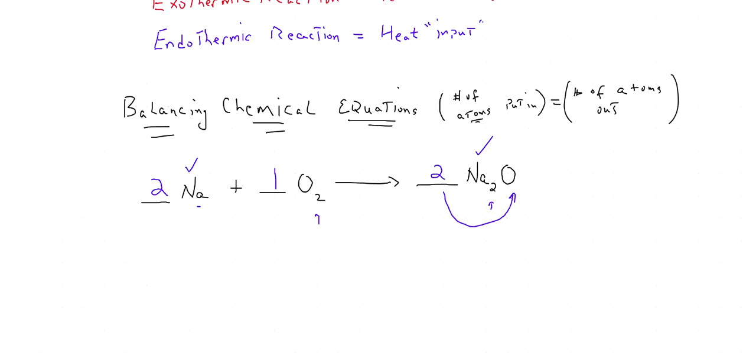Look, now I have 2 times 2 is 4 sodiums. Now I have 4 sodiums on this side, but I have 2 sodiums on the left side. So now we say, oh, no, this can't be. But if I make this a 4, now I've got 4 sodiums, 2 oxygens. I keep saying nitrogens. I'm so sorry. So 4 sodiums, 2 oxygens. 4 sodiums, 2 oxygens. So now we say this is balanced.